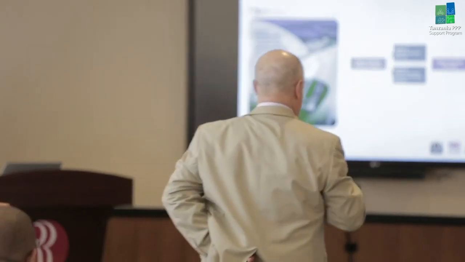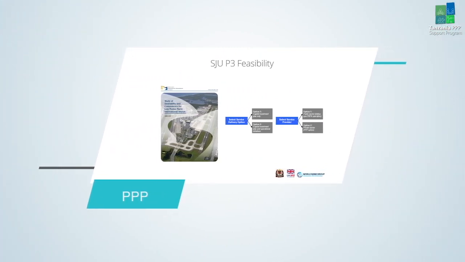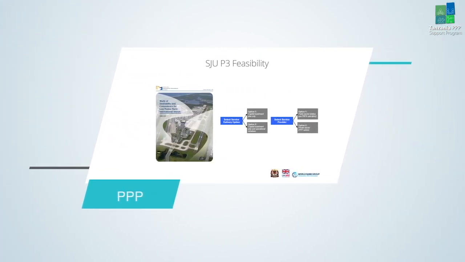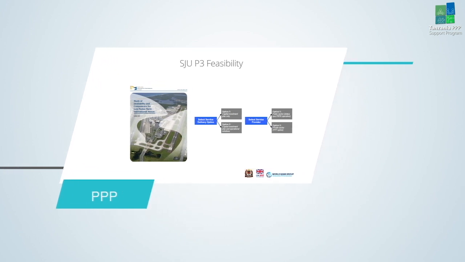Okay. Last thing, I want to show you an actual procurement, public-private partnership procurement. This won't be as much a case study as what Ned's going to cover, but this is an airport in the Caribbean, in the Commonwealth of Puerto Rico. It's San Juan International Airport. It's the busiest airport in the Caribbean. This was their feasibility study, where they looked at different options.